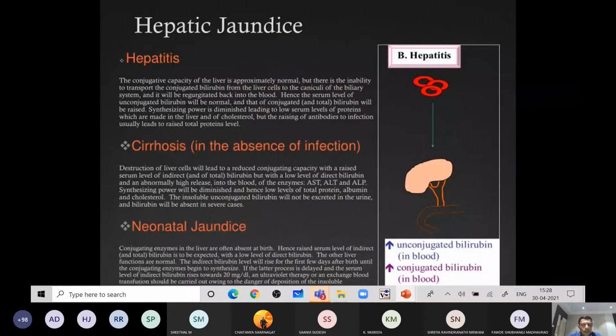Then the synthesizing power is diminished, leading to a low serum level of proteins, which are made in the liver, and of cholesterol. But a rise in antibodies to infections usually leads to a rise in total protein levels. Then you will have cirrhosis in the absence of infections. Destruction of liver cells will lead to reduction of conjugating capacity, with a rise in serum level of indirect and total bilirubin, but with low levels of direct bilirubin, and an abnormally high release into the blood of liver enzymes, which will be increased.